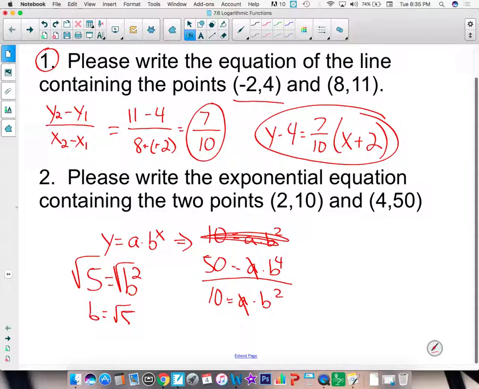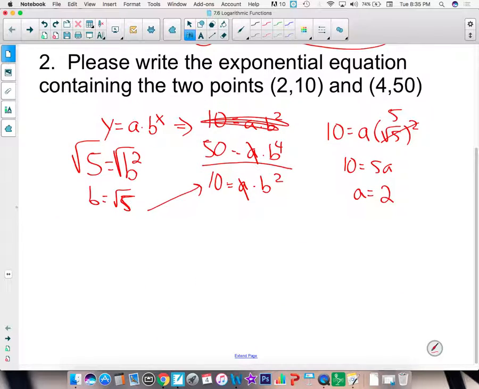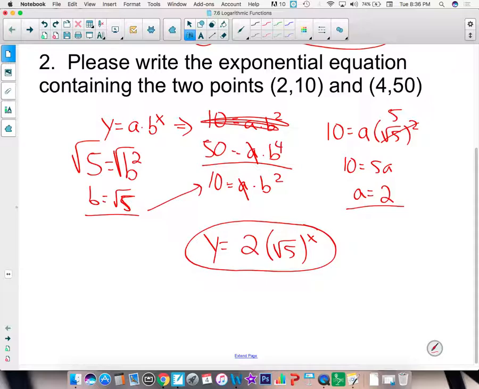Okay, and you can change that to a decimal if you wanted to. Now we're going to take that square root of 5 and plug it into that equation, and we're going to get the a back out. So 10 equals a times square root of 5 squared. That turns into a 5. So now we have 10 is equal to 5a, so a is equal to 2. Now we just need to write that and that back in our equation. So it's y equals 2 times square root of 5 to the x. That's our particular equation that we're looking for. Okay?